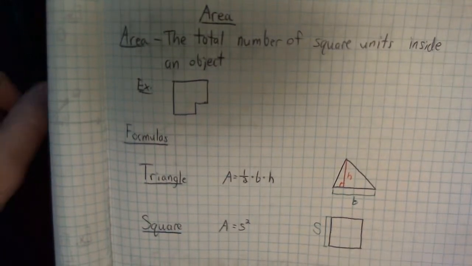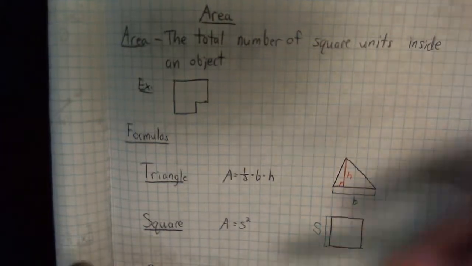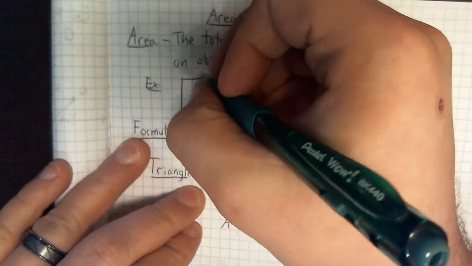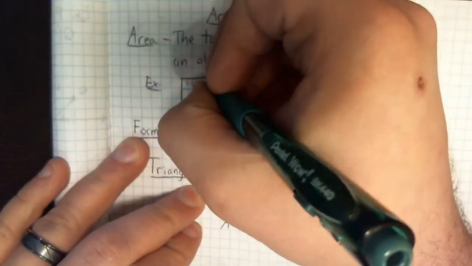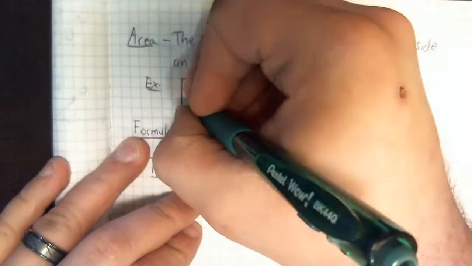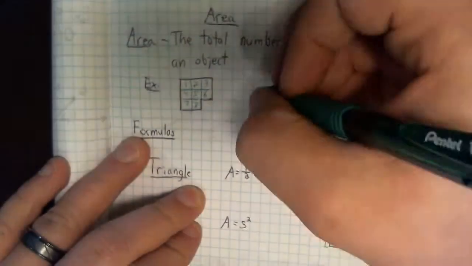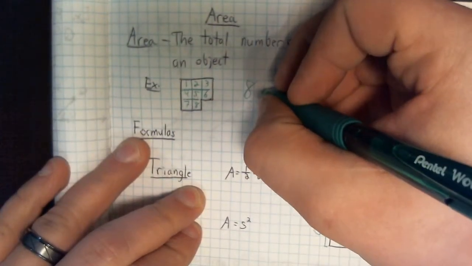So this first example, what you're going to notice, which is really nice, is that these are perfect square units. So if we were to just count, you would see that we have inside of this object 8 square units.